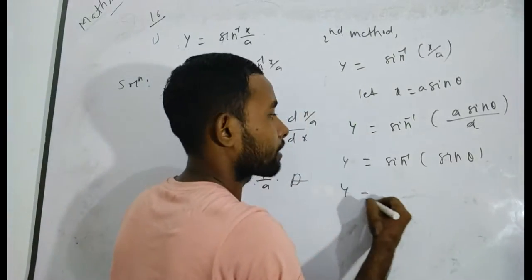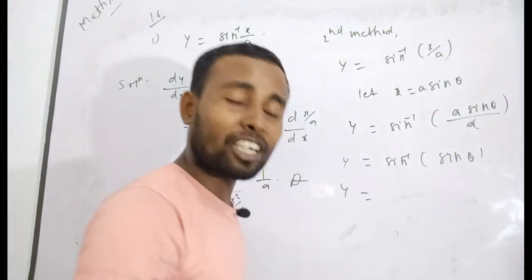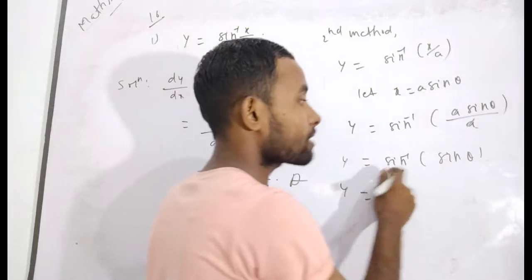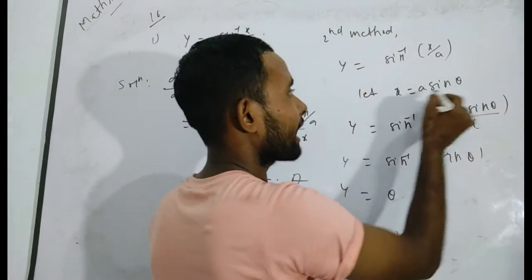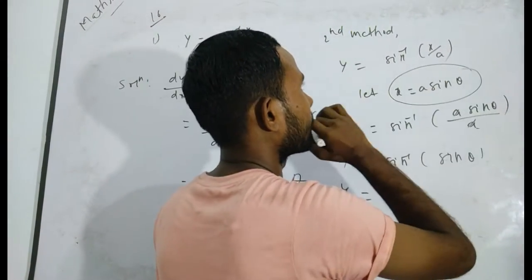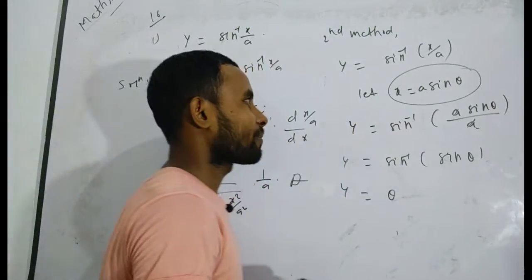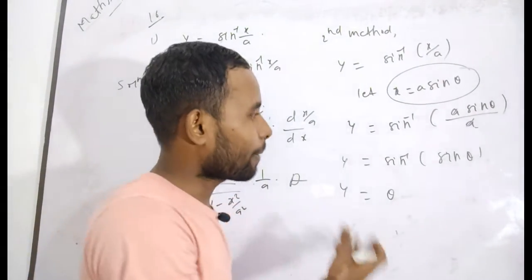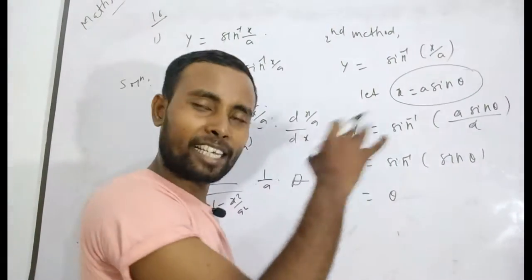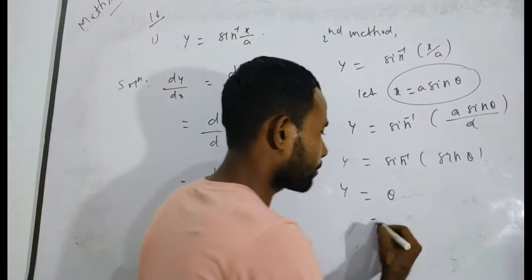And y is equal to what? Sine inverse sine theta is equal to theta. Now, don't try to go this way, because when you simplify it you will again get the same point in the end. So it will be the same.